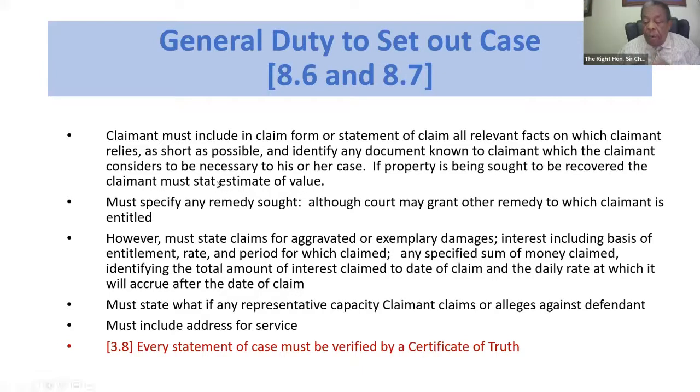Now, remedies sought must be stated, although the court may grant a remedy which the claimant did not claim if there was an entitlement to it. But there must be a statement of claims for aggravated or exemplary damages. And if you're claiming interest, it must be stated, and the basis of the entitlement, the rate of the interest, and the period for which it is claimed.